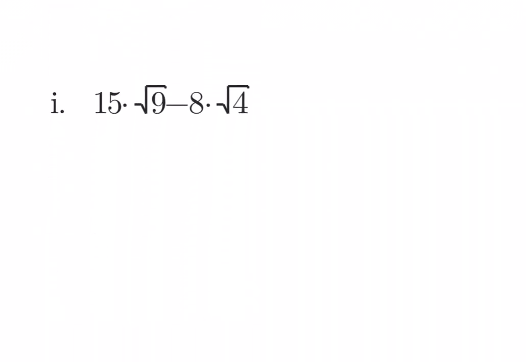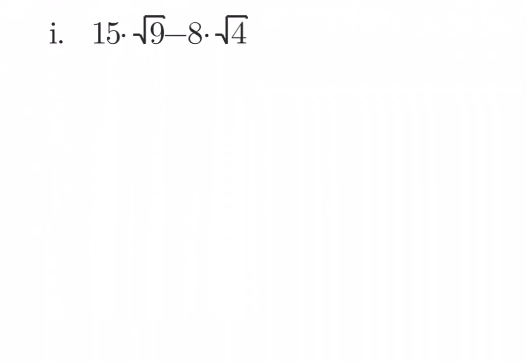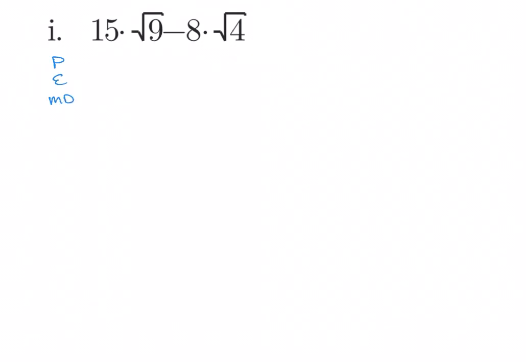All right, last problem. We do not have parentheses. So we're going to start with our exponents or our square roots. So if we go ahead and take square roots, we get 15. Square root of 9, what times itself equals 9? The answer is 3. Minus 8 times the square root of 4. What times itself equals 4? That is 2.